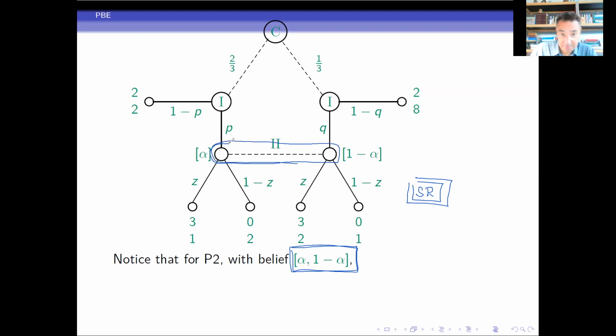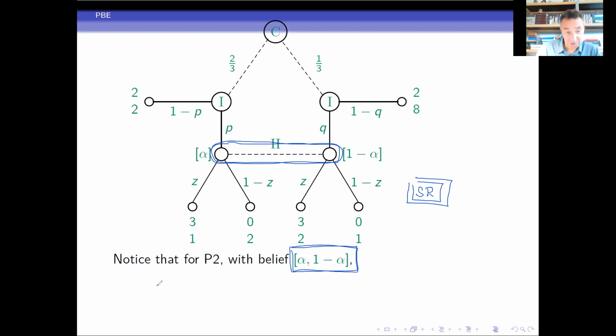Meaning that once he took that action, the game is over. There's nobody that decides something after him. So the only thing that best responses are going to do is to say that you maximize your payoff, or expected payoff, with respect to alpha. What is then that expected payoff? Well, that's something you can compute, right?